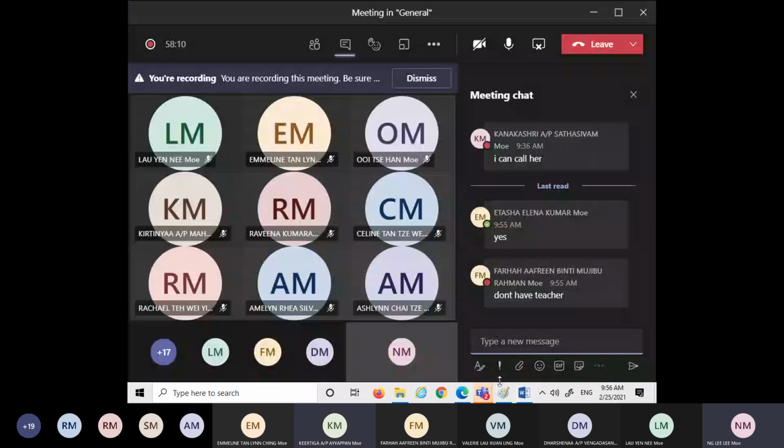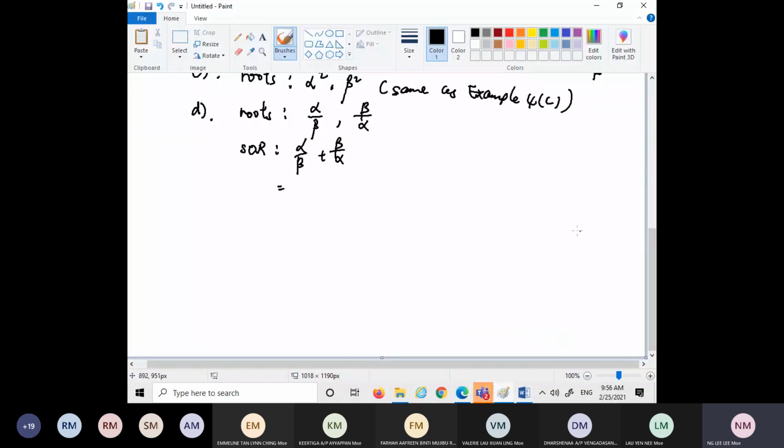Just this question is almost the same as just now Emmeline answered. You see these two fractions. I want to combine them, but they have different denominators. So what am I going to do? The first term you times alpha, so this one also times alpha. The second term you times beta. We don't call it left hand side or right hand side because there is no equal sign here.